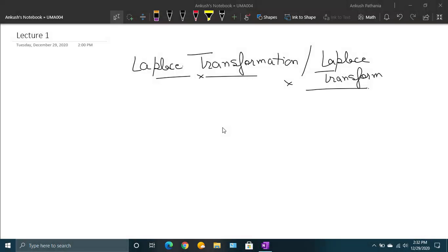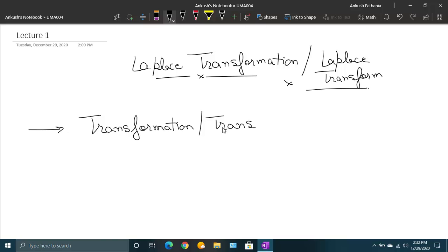Hello students. So today we are going to start unit two, that is Laplace transformation and Laplace transform. Before this, you have completed unit 1, which was related to differential equations. In order to start this unit, we must first understand what transformation and transform are, so that we can then correlate the things with Laplace transformation.